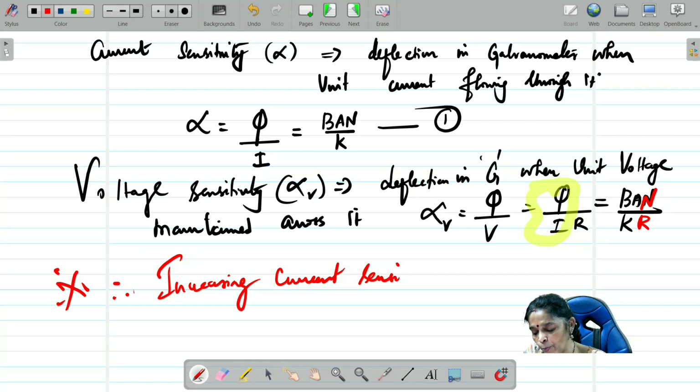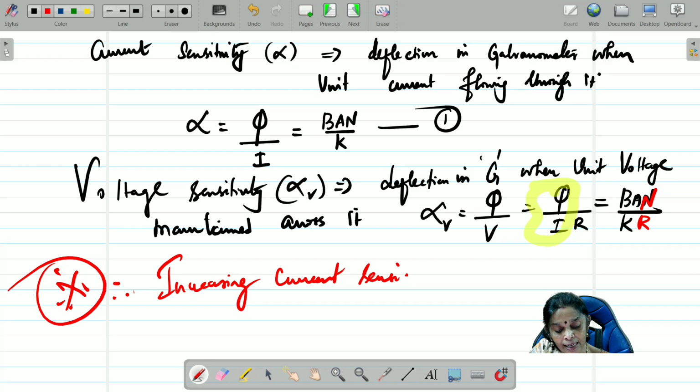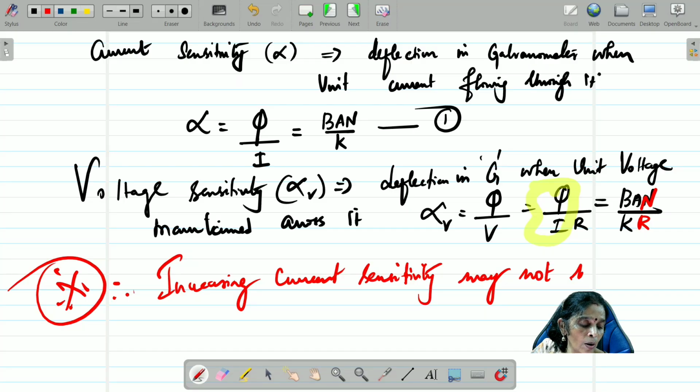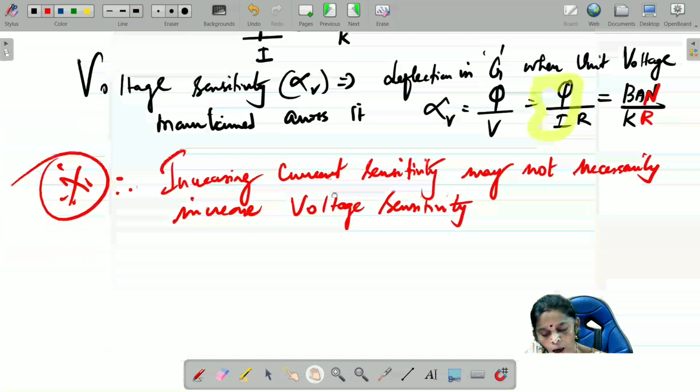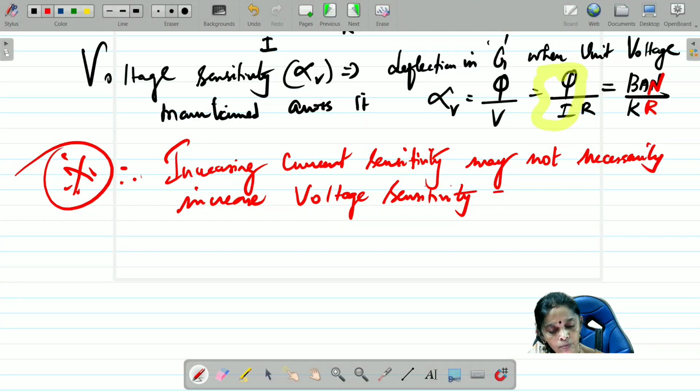is a million-dollar important question. In 22-23 this question was asked: increasing current sensitivity may not necessarily increase voltage sensitivity. It is in the NCERT textbook. How? Explain. You have to explain the stuff. How are we going to explain it?